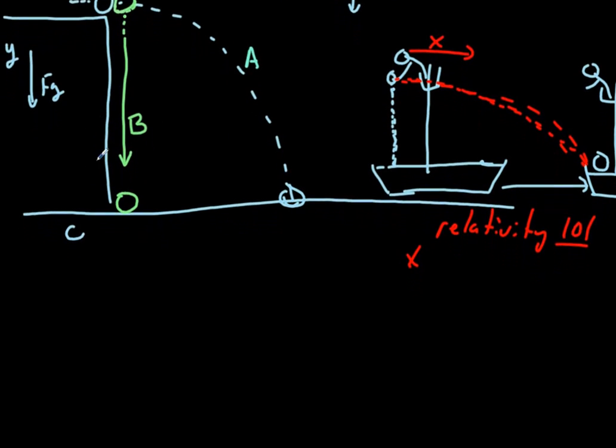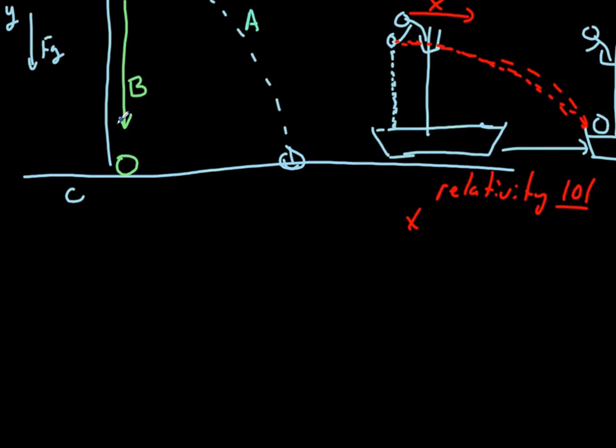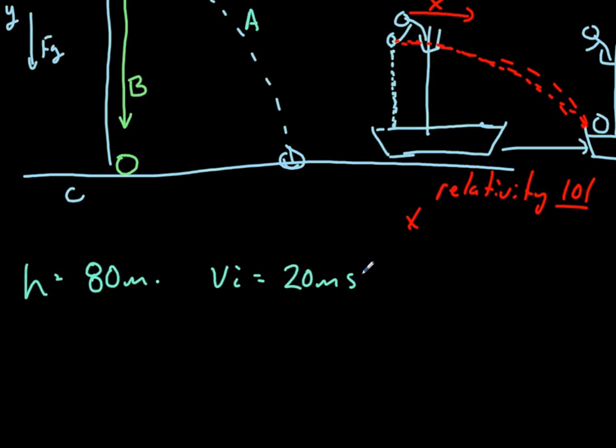Now I want to use this understanding to do a simple problem. So let's say your cliff height is 80 meters, and let's say your initial velocity for your projectile is 20 meters per second, like we did say. Sorry, that should be u. I always revert back to my other way of writing these things out.